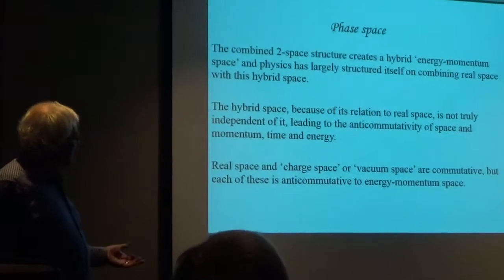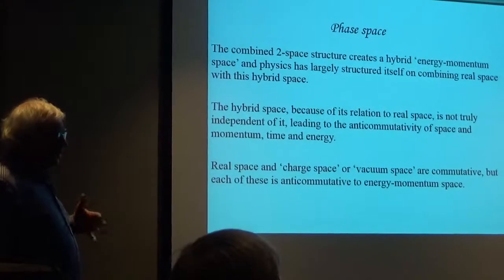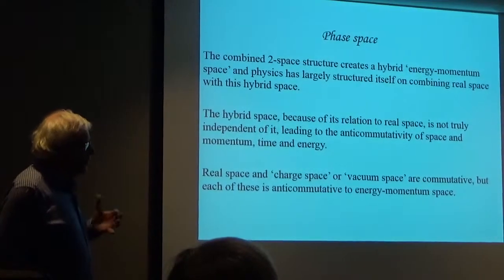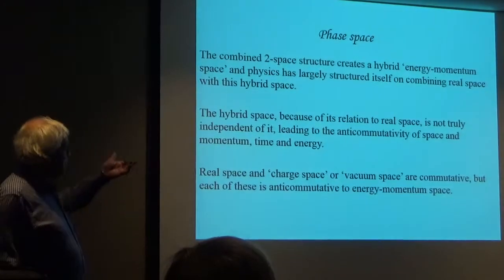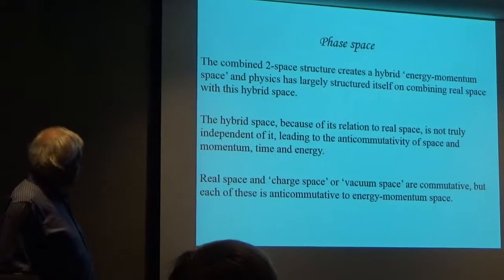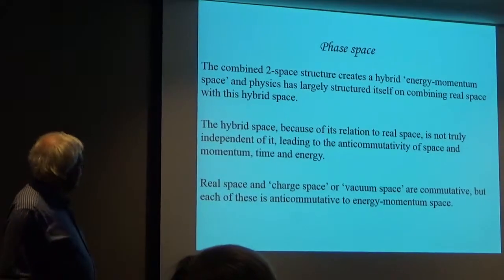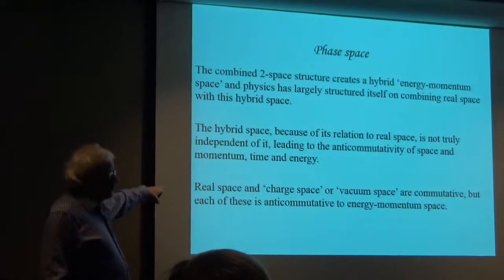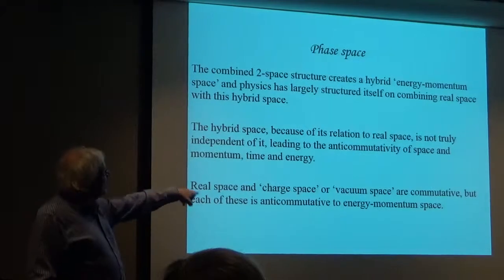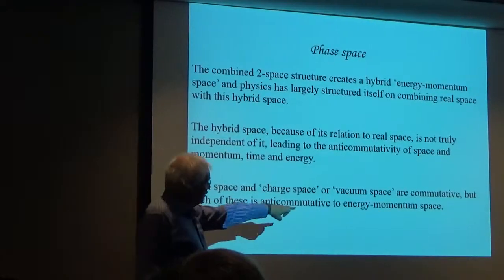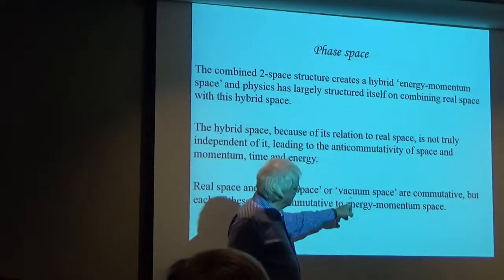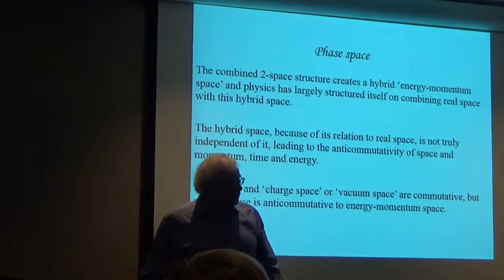So we could create a hybrid energy-momentum space, and physics has been very successful in basing itself on this without knowing it, because it creates a real space and the hybrid space, which is the energy-momentum space, which creates our phase space. And interestingly, real space and charge space, or vacuum space, are commutative. But each of these is anti-commutative to energy-momentum space, because this is not independent of either. This depends on the two. These are independent of each other, but this hybrid space depends on the two.